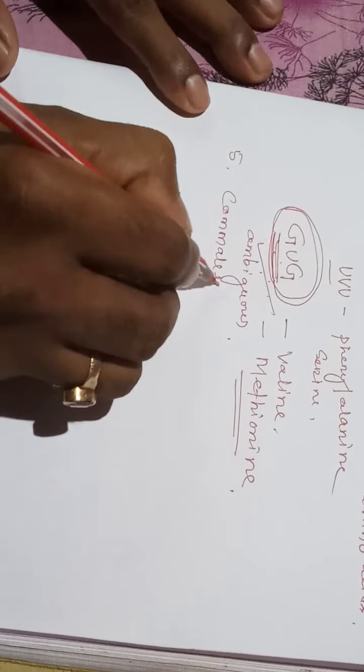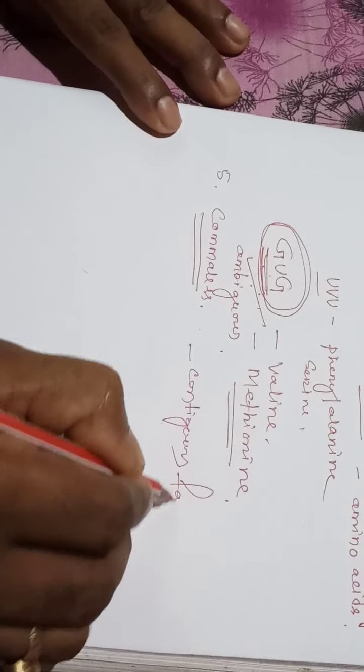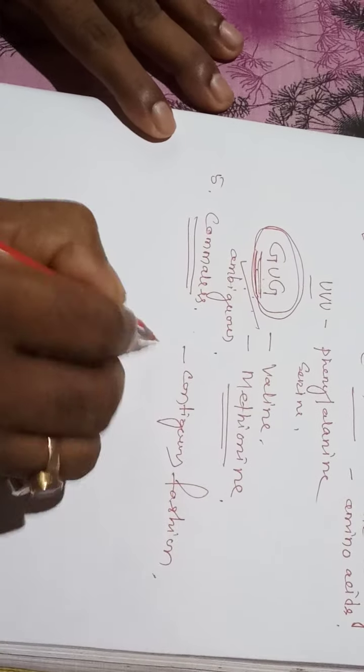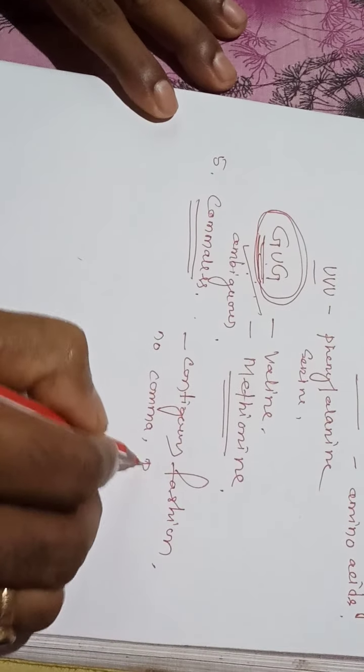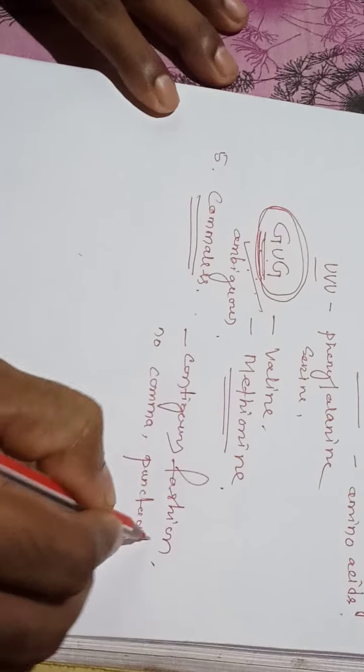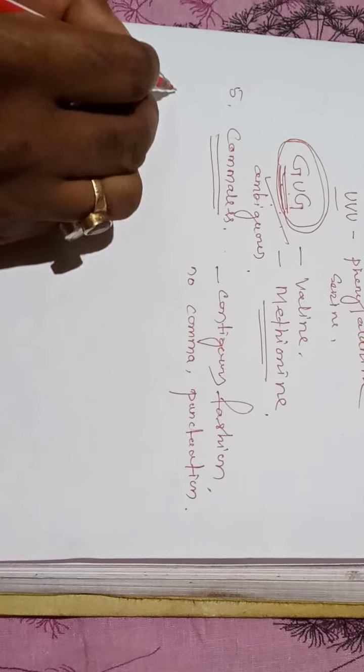Number 5, the code is commaless. It means the codons are read in mRNA in a contiguous fashion. There is no comma or punctuation between successive codons.